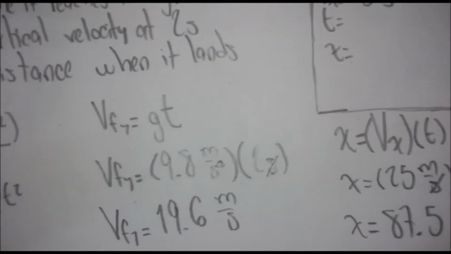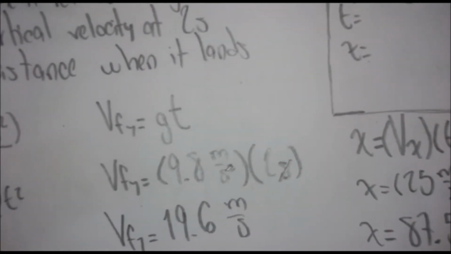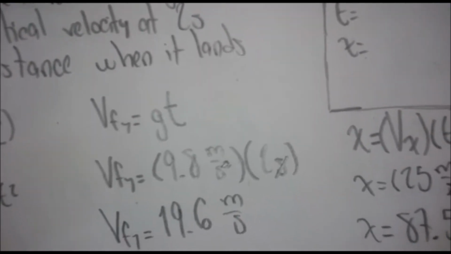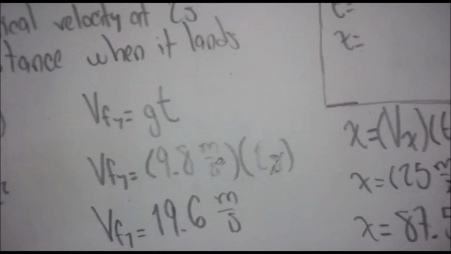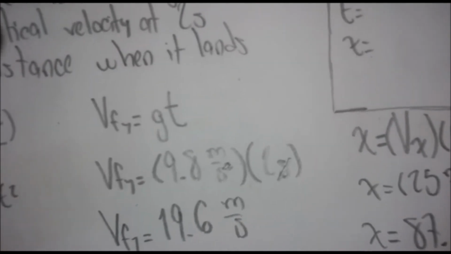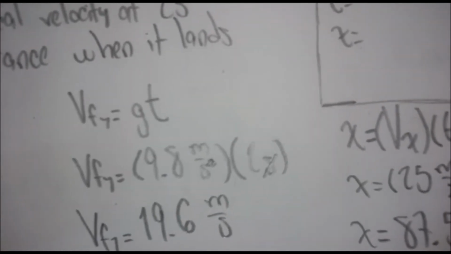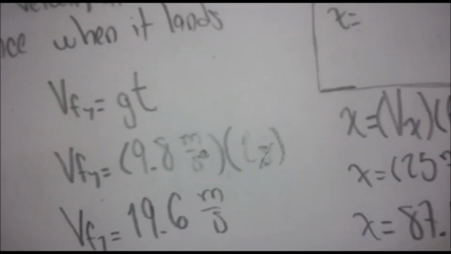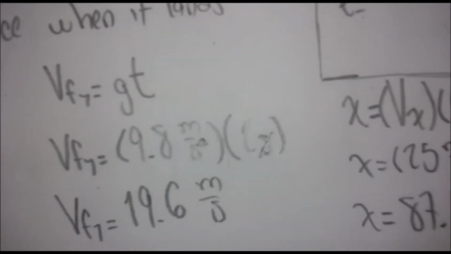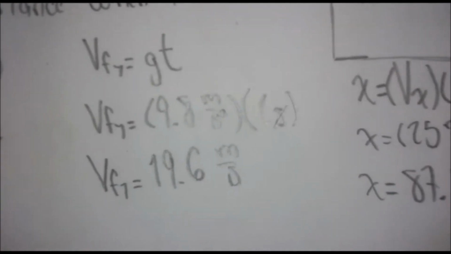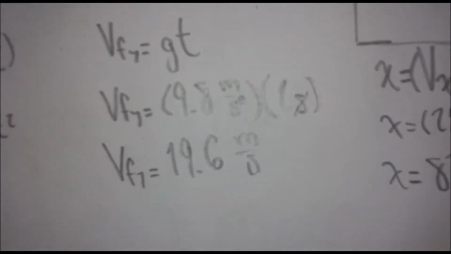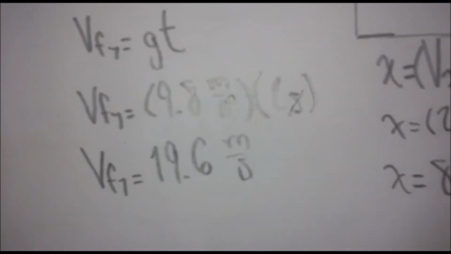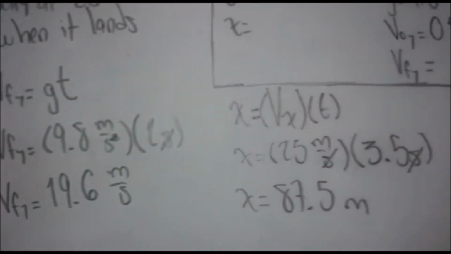So for the velocity at 2 seconds, I use the formula that final velocity of y is equal to the gravity times the time. So with a substitution, it ends up being final velocity equals 9.8 meters per second squared times 2 seconds. So we cancel the seconds, and we get final velocity of y equal to 19.6 meters per second.